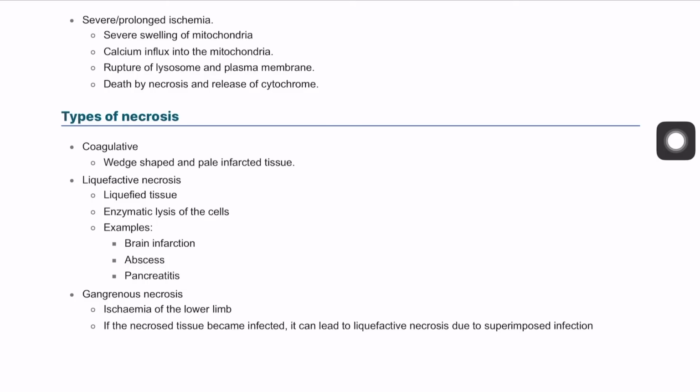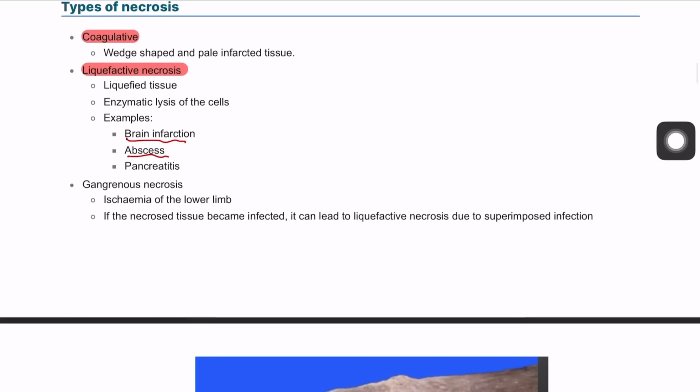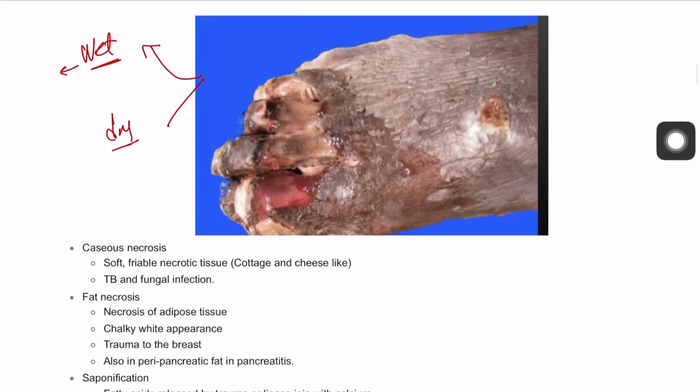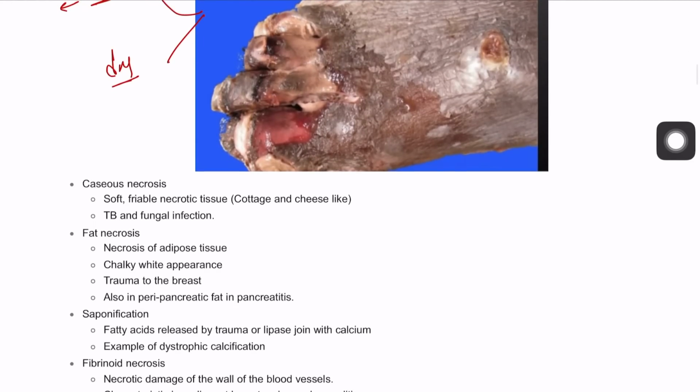Coagulative necrosis usually happens in the lung, specifically with infection. In liquefactive necrosis, the tissue will be liquefied by the lysosomes, and it can happen in brain infarction, abscess and pancreatitis. Gangrenous necrosis is basically the death of tissue, which can be one of two things: wet gangrene, which happens due to venous stasis, or dry gangrene, which happens due to cutting of the blood supply. Caseous necrosis looks like cottage cheese, and it happens in TB.